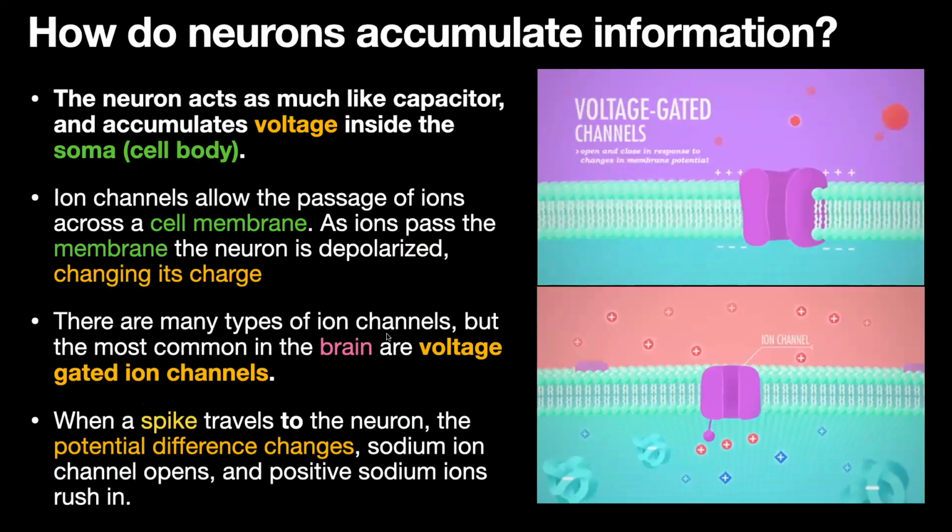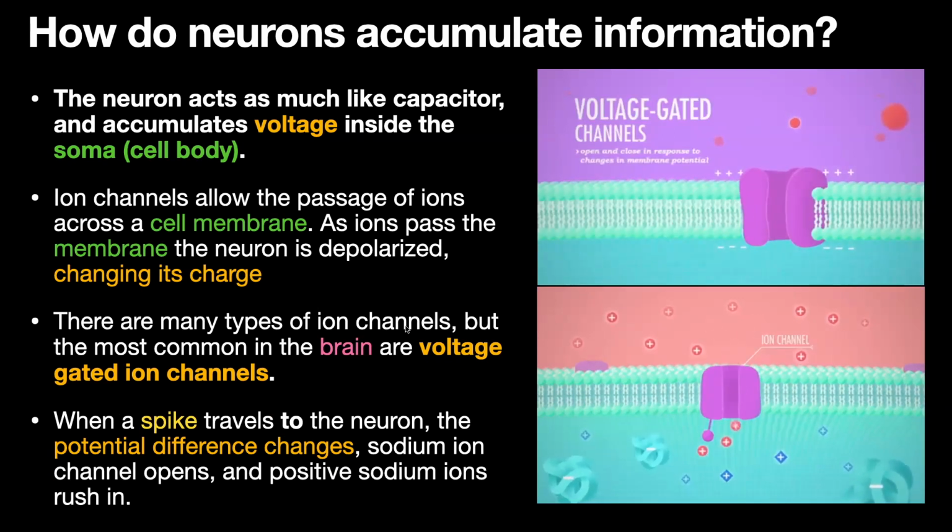Once again, it acts a lot like a capacitor. Ion channels allow the passage of ions across the cell membrane, and these ion channels open as charge is put on the neuron. So when the neuron passes the signal down, it opens these ion channels and a bunch of ions flood into the neuron. There are a lot of different types of ion channels, but the most common in the brain are voltage gated, which means when a voltage is on the neuron, the ion channels open, and that's when the ions flood in.